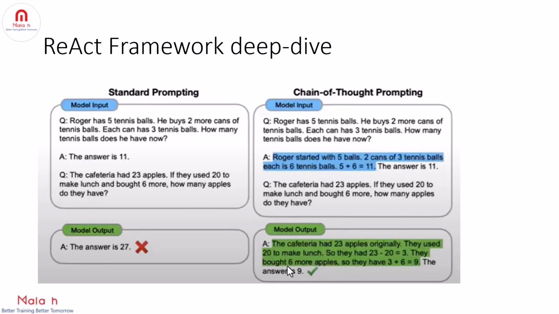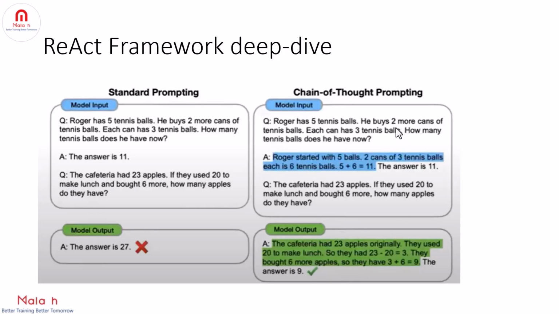But the issue with chain of thought prompting is that it lacks access to the external world. So it cannot act, that is, it cannot take the action. The reasoning part is good, right? So the LLM is able to reason, but we also want the LLM to take the action, in addition to reasoning. So to address this issue, we have the ReAct framework.